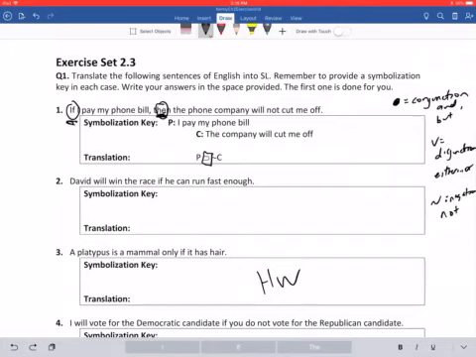And if it's if-then, whatever comes after the if comes before the horseshoe. Whatever comes after the then goes after the horseshoe, okay. The thing that goes before the horseshoe is called the antecedent of the conditional. The thing that goes after the horseshoe is called the consequent of the conditional.